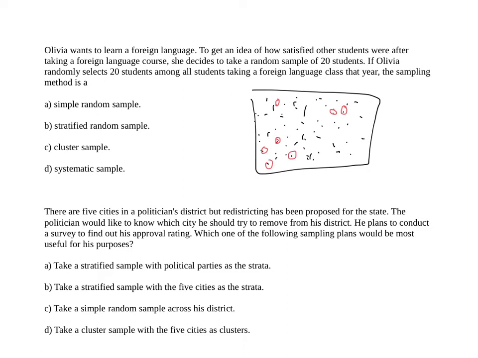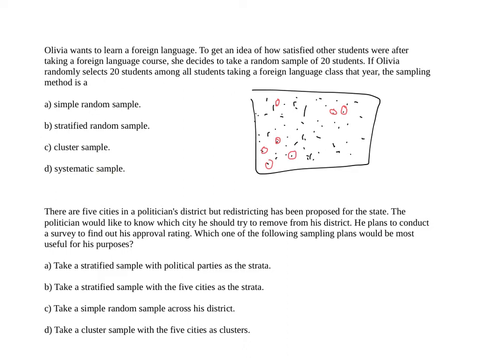Is she grouping it at all? No. So it's definitely not a cluster sample. It's definitely not a stratified random sample. What's the difference between a simple random sample and a systematic sample? A systematic sample would be something like Olivia goes into the room, she has everybody line up by height, and then she selects every fifth person. So she starts with the fifth person, then selects the 10th person, then the 15th person, and so on, right? That would be a systematic sample.